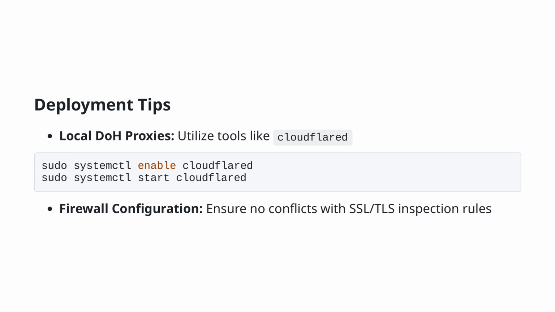Firstly, consider using local DoH proxies. Tools like cloudflared can efficiently handle this. You can enable and start it with the following commands: sudo systemctl enable cloudflared, sudo systemctl start cloudflared. Next, pay attention to your firewall configuration. Ensure that there are no conflicts, especially related to SSL/TLS inspection rules. Configuring your firewall properly is essential to avoid disruptions and maintain a secure environment. By properly deploying DoH with these steps, you'll help ensure a smoother and more secure integration into your existing network infrastructure.